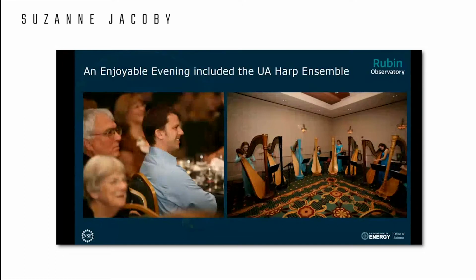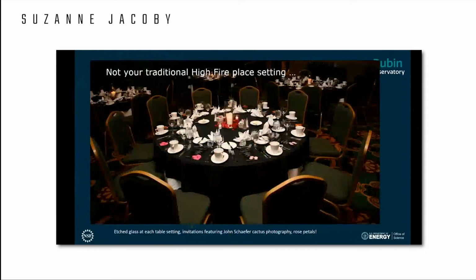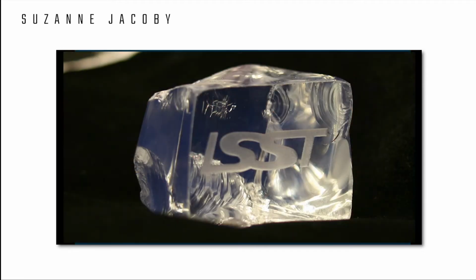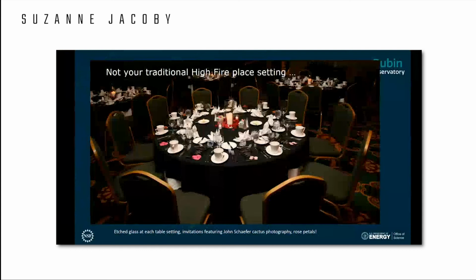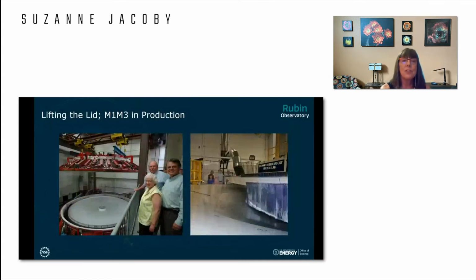And here, if you take a closer look at the individual place settings, you will see a small chunk of LSST etched glass at each place setting. This was highly symbolic, showing that LSST, now Rubin, is the telescope, the observing facility for everyone. Everyone got a piece of glass. M1M3 continued to delight in its early life.